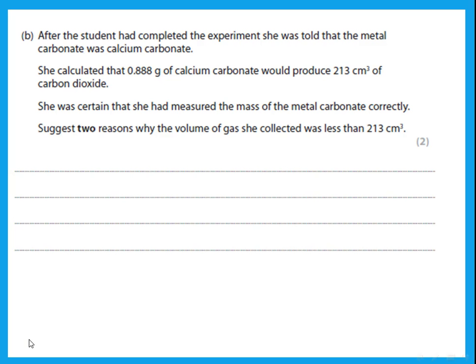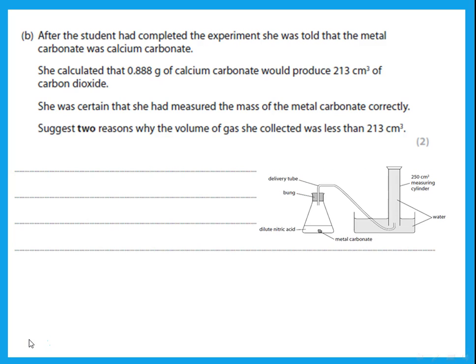Okay, after the student had completed the experiment, she was told that the metal carbonate was supposed to be calcium. She got strontium, but she's saying it was supposed to be calcium. She calculated that 0.88 grams of calcium carbonate should have given 213 centimeter cubed. She was certain that she had measured the mass of the metal carbonate correctly, so give 2 reasons why the volume of gas she collected was less than what she should get. We said usually when we're collecting a gas from an experiment, you will get less than expected.